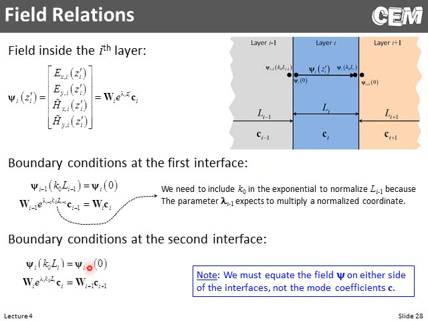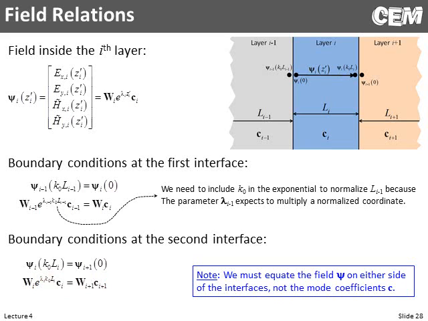Okay, so we're going to match the fields at either side of the interfaces. Then we're going to put in the form of the solution. And what we see now, we have this exponential, k naught L. And on this side, we don't have the exponential because it's at 0. So there actually kind of is an exponential stuck in here. It's just e to the 0, so it drops out. So those are our boundary conditions at the second interface.